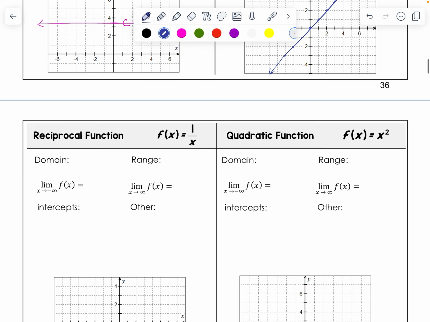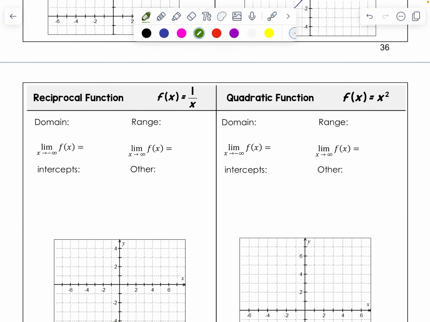All right, let's talk about the reciprocal function. A reciprocal function looks like f of x equals 1 over x. Its domain, now remember, anytime you've got a denominator here, that means there's going to be a restriction on the domain. We can't have 0 in the denominator, so the domain's going to go from negative infinity to 0, and then start again from 0 to infinity. And the range will have the same, so negative infinity to 0, and then we'll start again from 0 to infinity.